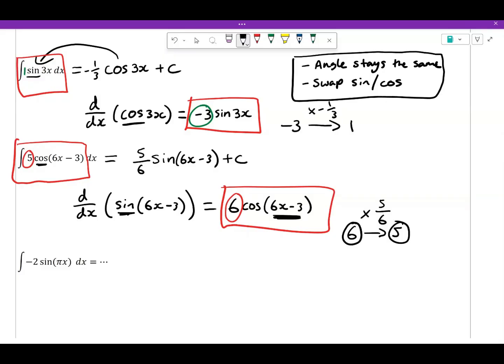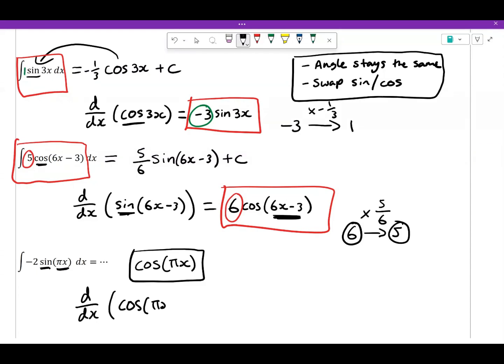So let's have a look at our final one then. So let's go through our steps. Angle stays the same, so pi x is going to be my angle in my final answer. We swap our sine and our cosine, so this is sine, so it's going to become cosine. And that's my possible answer. So now let's differentiate our possible answer. So the derivative with respect to x of cos pi x is going to be equal to, and our angle stays the same, so I'm going to write pi x in. The cos is going to become a negative sine. But we need to remember to differentiate our angle.